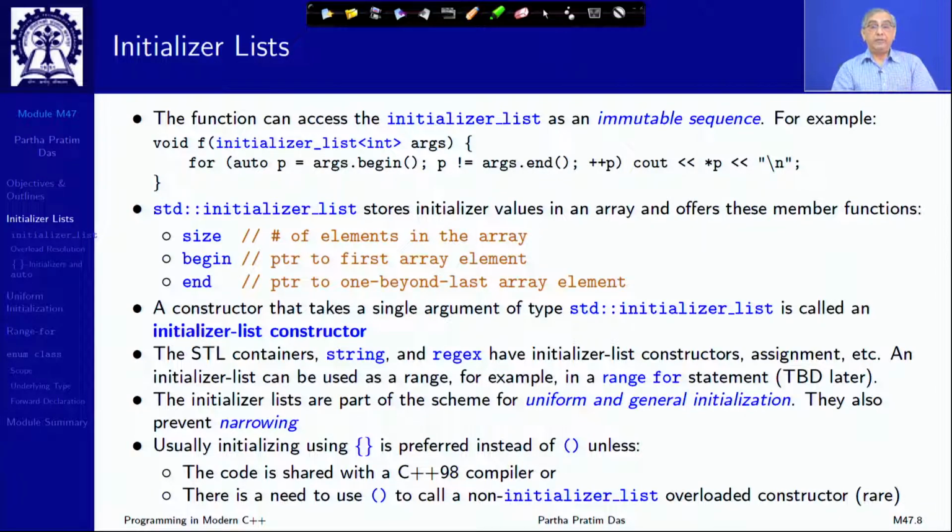Now, the constructor of the kind we just saw, where there is only one parameter, which is an initializer list type, is called an initializer list constructor. Like we had default constructor, we had copy constructor. Now, we have a new kind of constructor called initializer list constructor. Several STL components now have initializer list constructor as well. So, they are a way to have uniform initialization across various different kinds of objects.